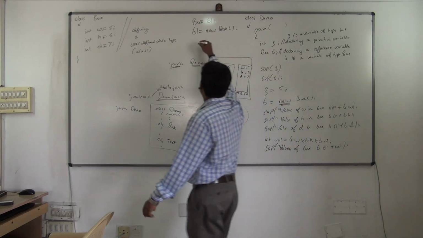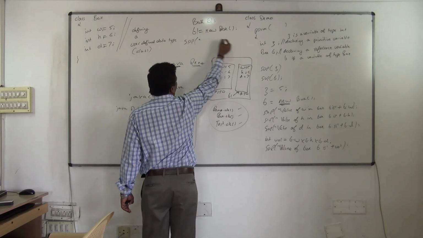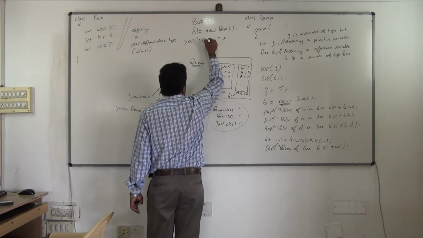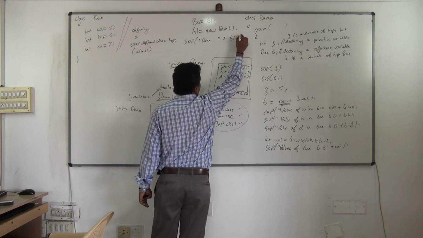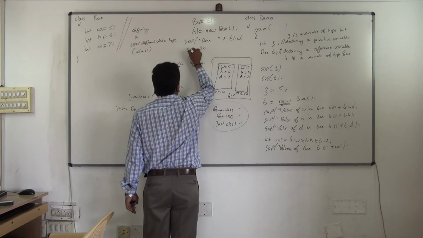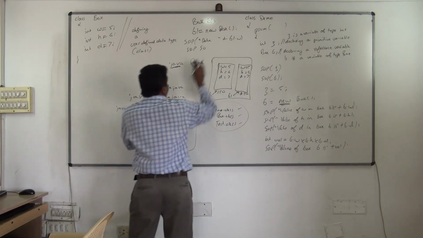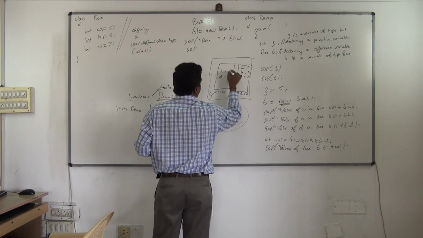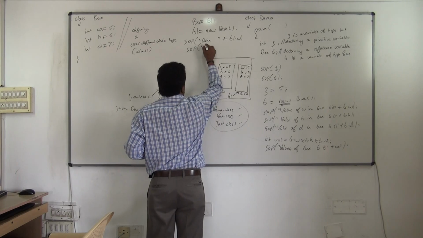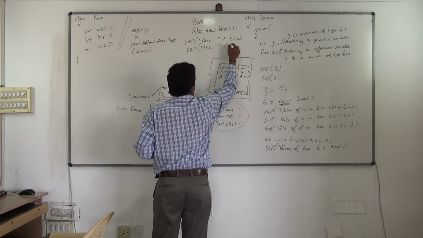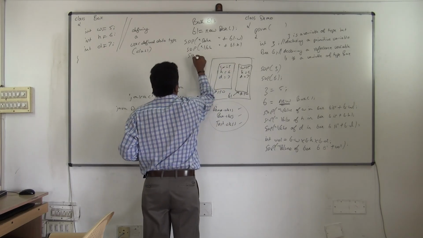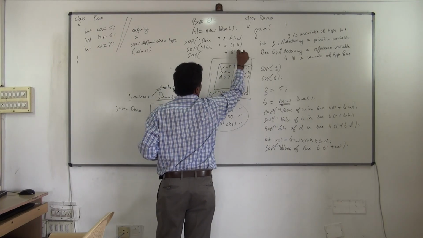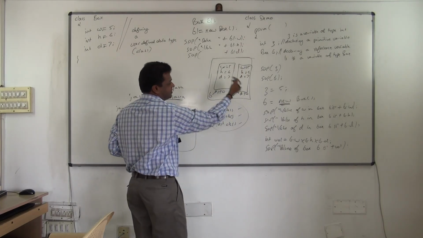Let me complete B1. Here also you print with SOP. You can print your statement: value of W plus B1.W. Same way, SOP, you print all the values: value is B1.H, value is plus B1.D. Print it. No issues. It will be 567, 567.